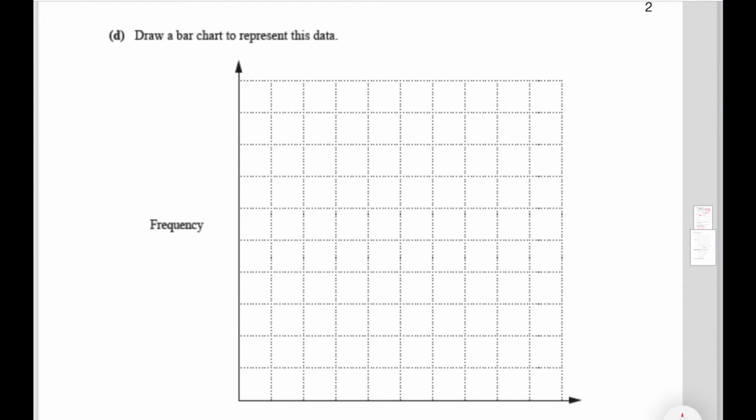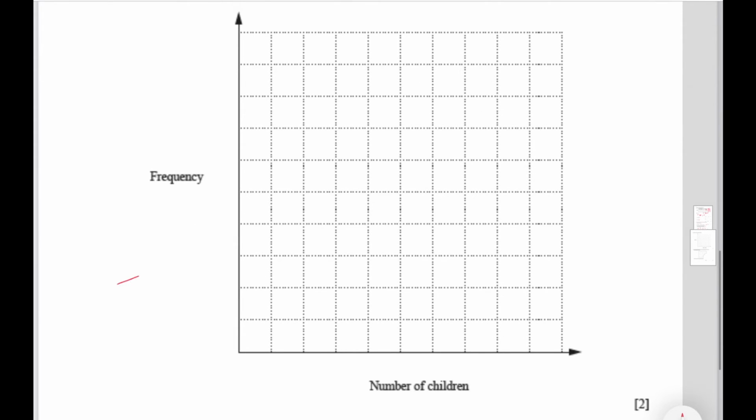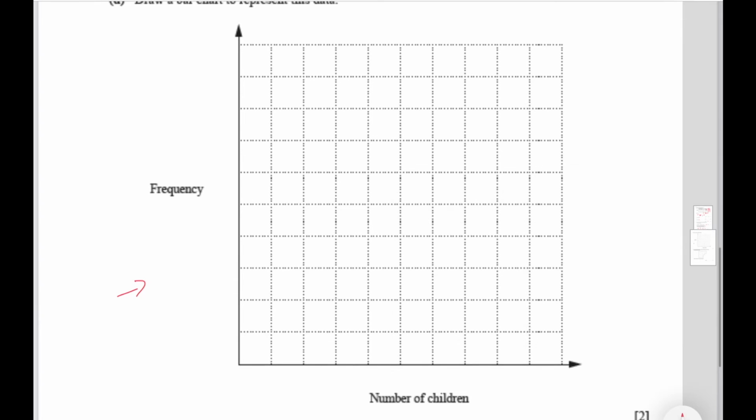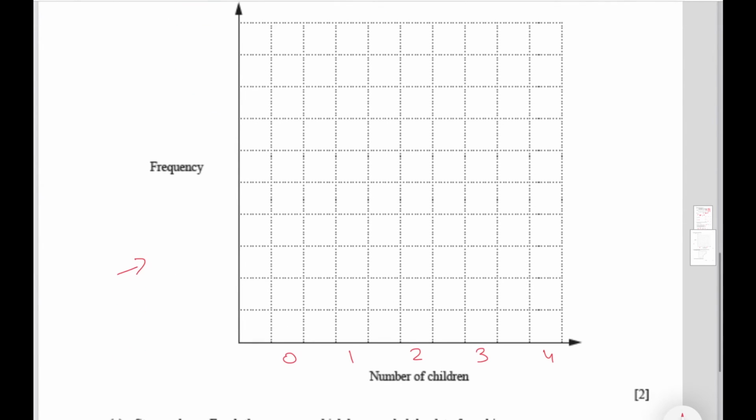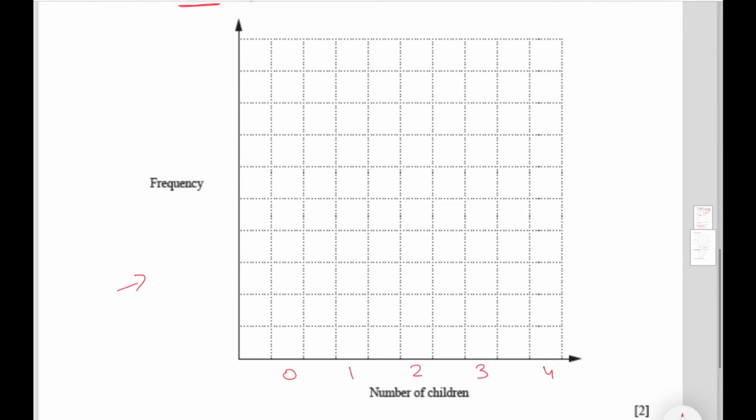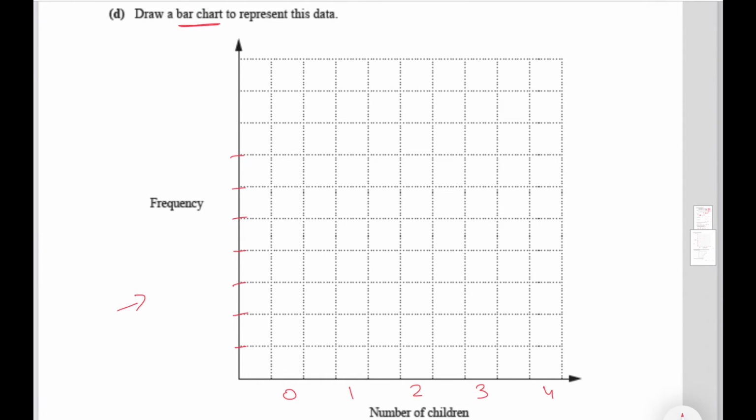Now, in order to draw the bar chart, first we need to label the axis over here. The x-axis is the number of children. Of course, there would be 0, 1, 2, 3, 4. Why have I put gaps in between these values? Because this is a bar chart, not a histogram. In the frequency axis, this is going to be 1, 2, 3, 4, 5, 6, 7. I am going to stop at 7 because that's the highest value.